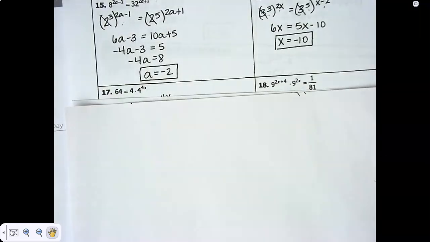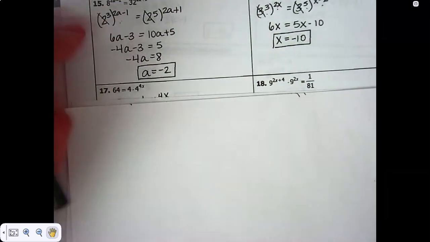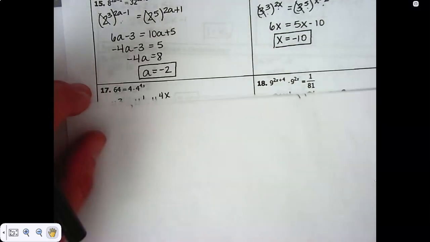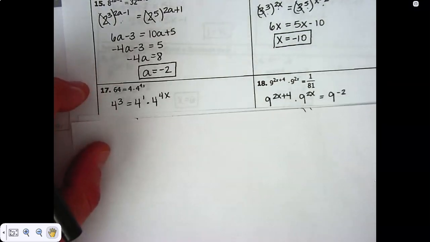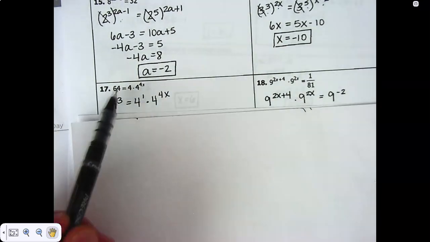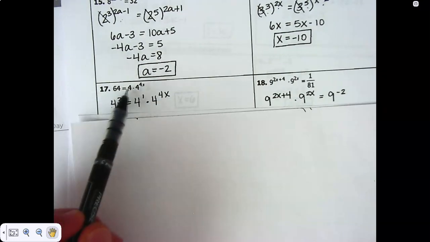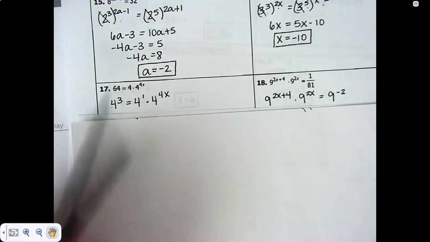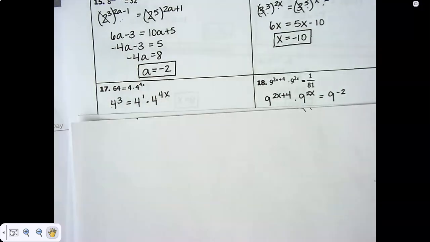All right, number 17 and 18. I have 64 equals, now I have two terms on the right. 4 times 4 to the 4x. I think we have a little clue here that we can probably rewrite the 64 as a power of 4. And indeed, we can. So we write everything with an exponent and a base of 4. So 64 is 4 to the third power. A single 4 means you have 4 to the first power. And then we have the regular 4 to the 4x that was over here.